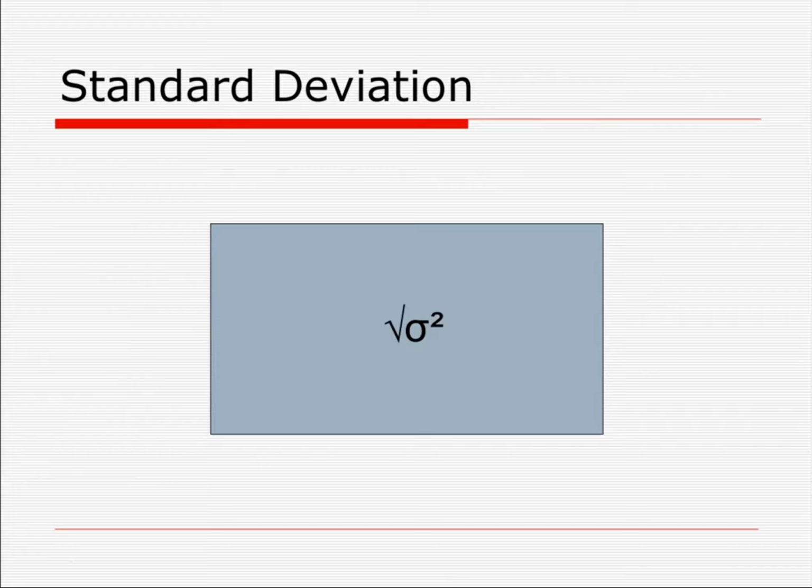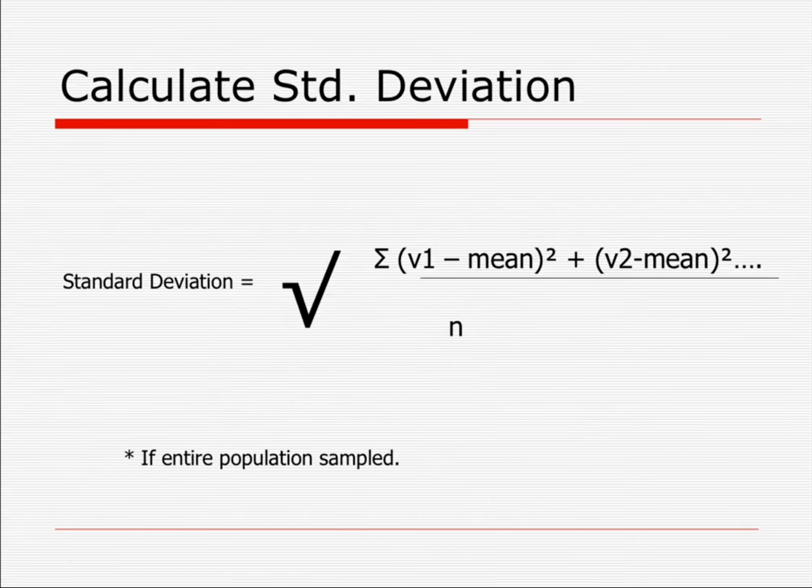Many times we're calculating standard deviation, and that's what we need here in this class. So this is really the formula we're looking at. The standard deviation equals the square root of this entire quantity, meaning the summation of value 1 minus the mean squared, plus value 2 minus the mean squared, plus value 3 minus the mean squared. All that makes up the numerator, divided by the denominator, which will be n if we're looking at the entire population, and it would be n minus 1 if we're looking at a sample of the population.